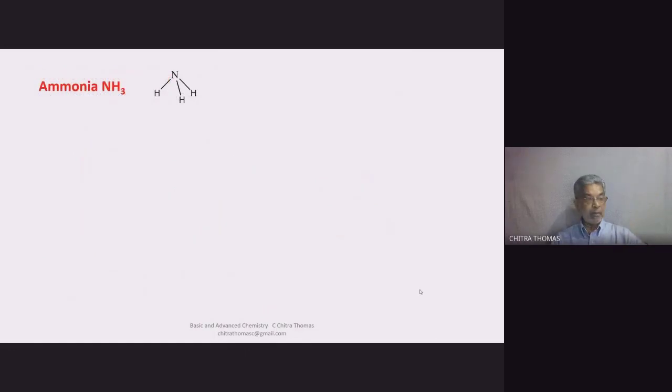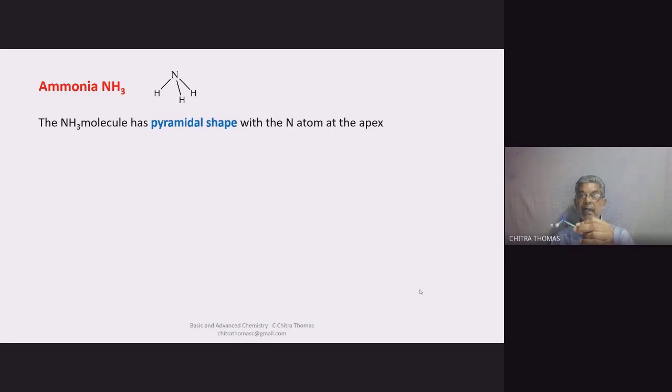Then the ammonia molecule. This is the ammonia molecule, and it is pyramidal in shape, with the nitrogen atom at the apex. Now I'm going to try all this. First, I'm going to rotate it about an axis passing through the nitrogen and the center of the triangle formed by the three hydrogens. You tell me whether this is a symmetry operation or not. That's a symmetry operation. So the C3 axis is there.